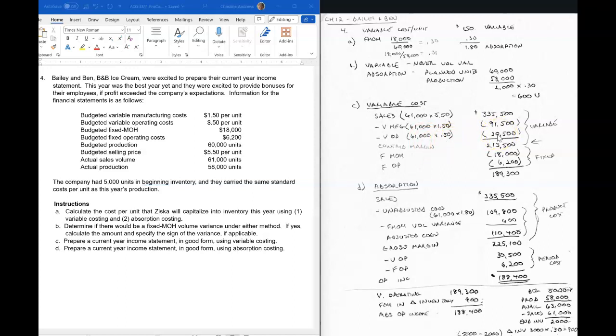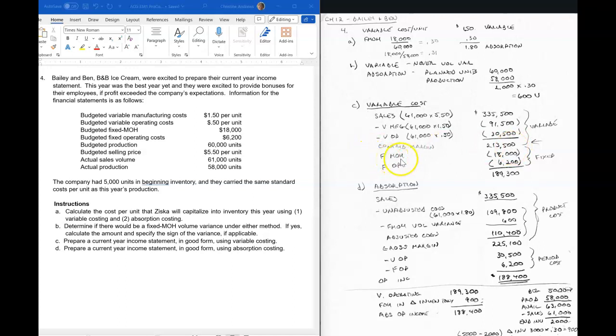Now remember that a variable cost statement is organized by cost behavior. So these are all of the variable costs up above the contribution margin. Then down underneath the contribution margin are our fixed costs, and we've got fixed manufacturing overhead and fixed operating expenses. So our contribution margin is $213,500.